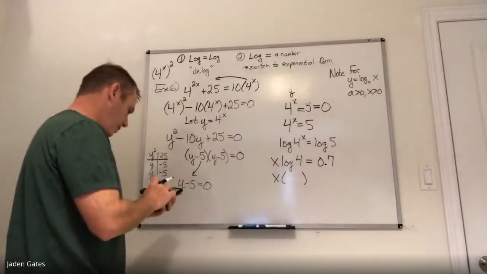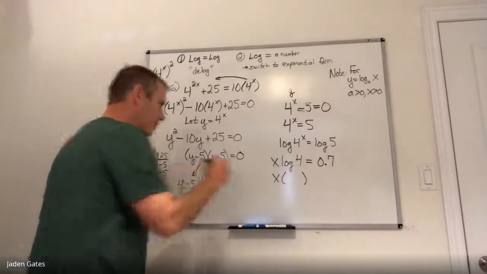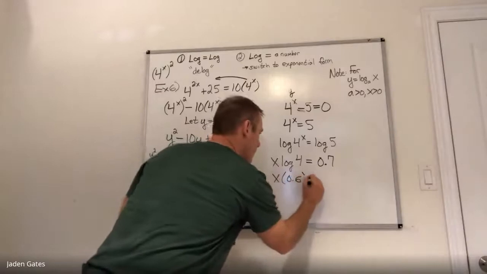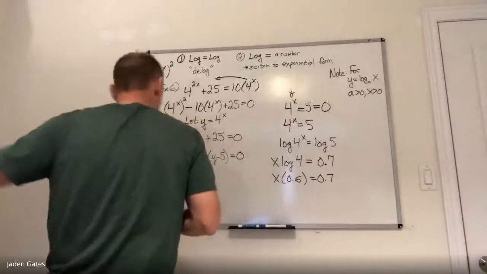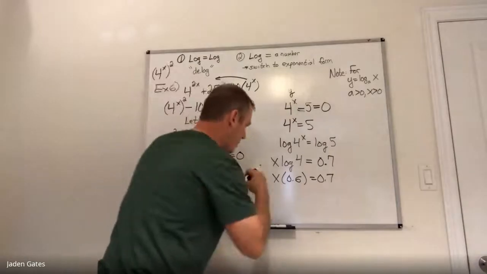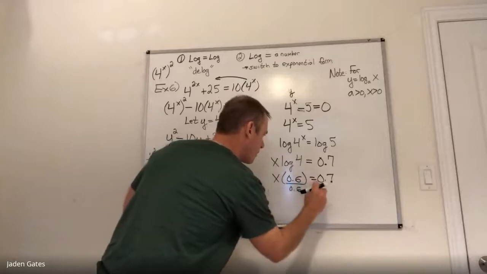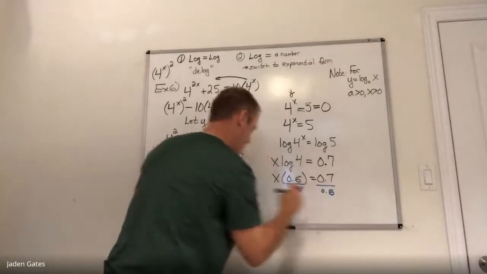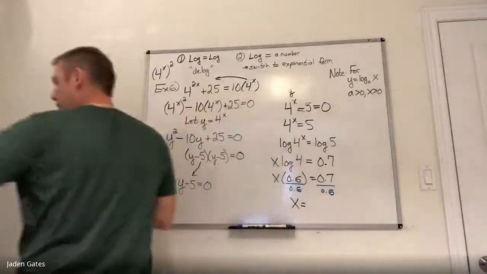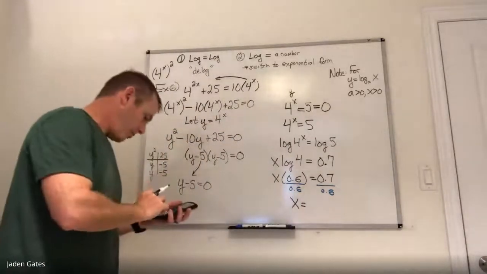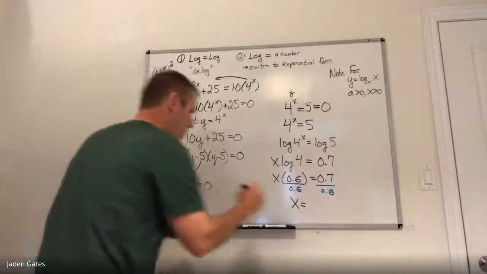Then I can find the log of 4. Log of 4 is 0.6. All right, then finally, divide both sides by my numerical coefficient here, 0.6. And my x value is going to be whatever 0.7 divided by 0.6 is, which we get 1.17.